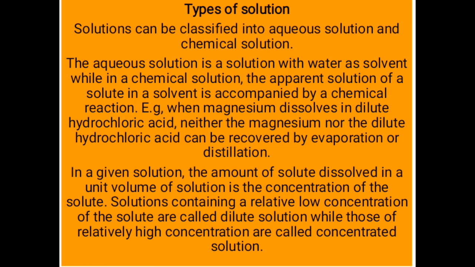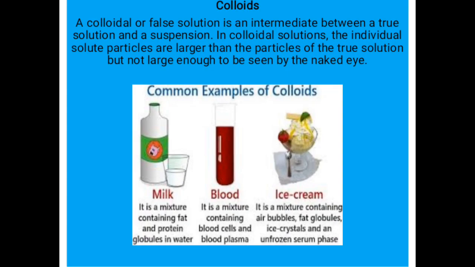The next is colloids. What is a colloid? A colloid or false solution is an intermediate between a true solution and a suspension. An intermediate between a true solution and what? A suspension. That is what colloids are. Another name for colloids is false solution. And we have examples. Milk is a colloid. Blood is a colloid. Ice cream is a colloid. So they are examples of what?